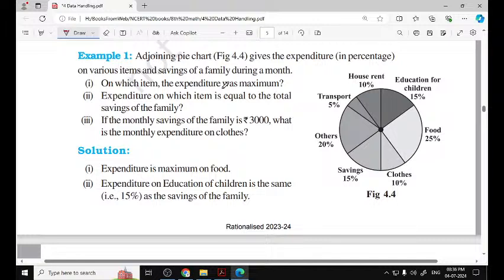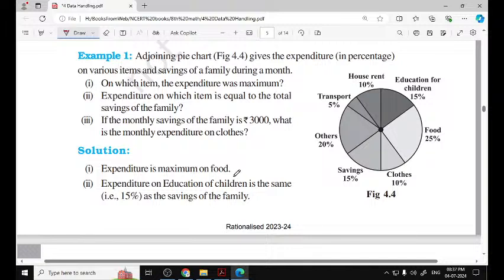On which item is the expenditure maximum? Let us find out the bigger part sector of the circle, this. So the expenditure is maximum on food. Or we can find out from the percentage number also. 25 is the greatest number.